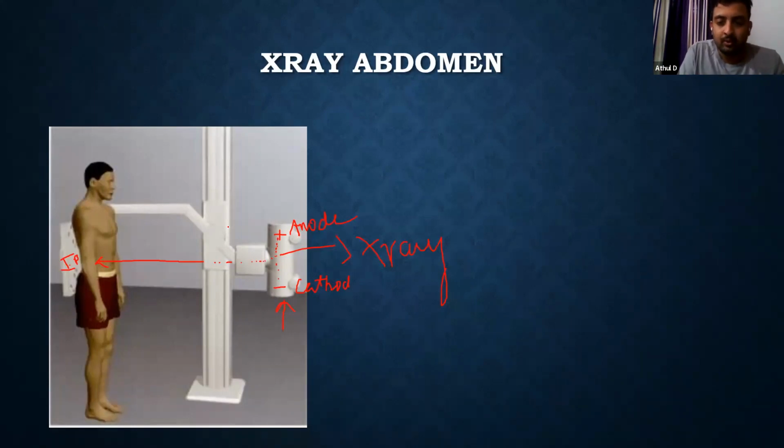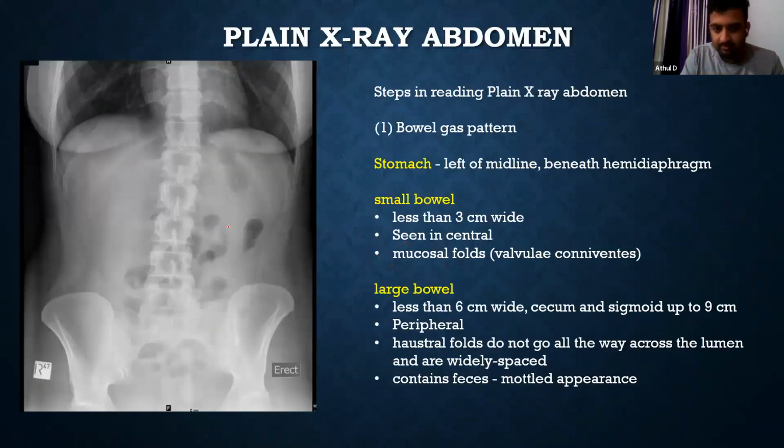Considering the specialty, that is surgery, since it is a class for surgery, the most commonly written X-rays will be chest X-ray as well as X-ray abdomen. So this is how an X-ray abdomen is taken. First we will move on to see how to read a plain X-ray abdomen. So this is a plain X-ray abdomen erect.